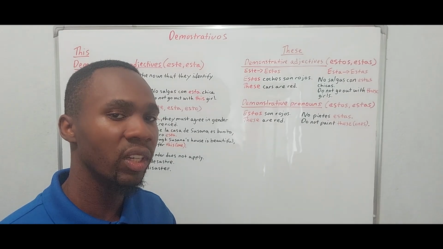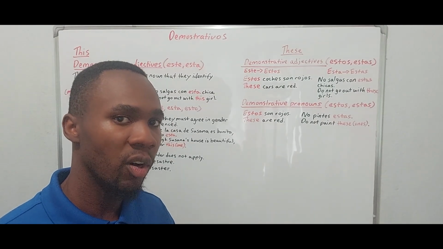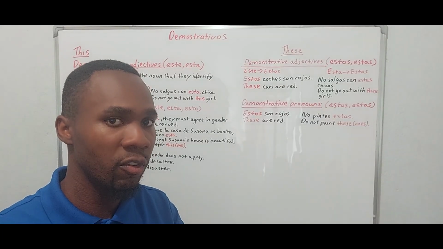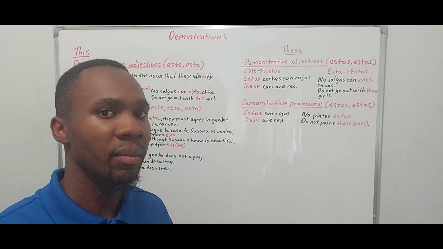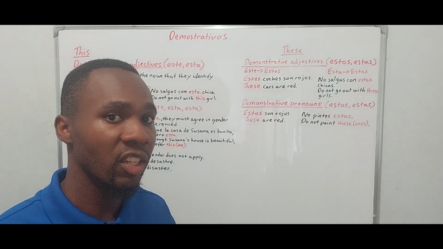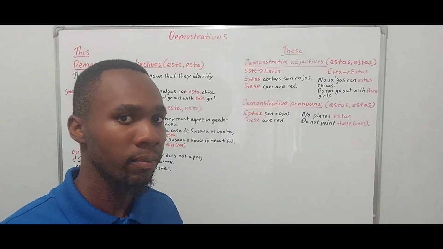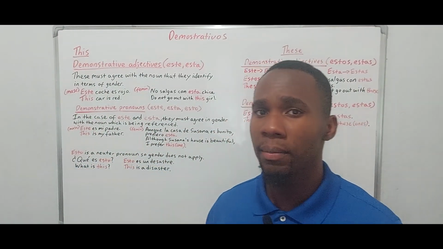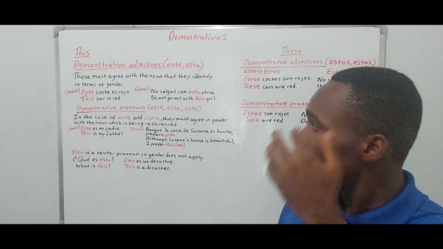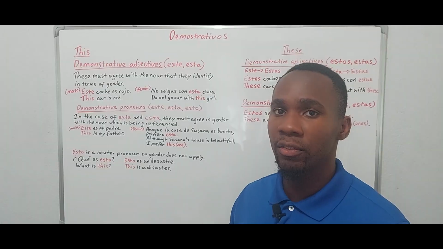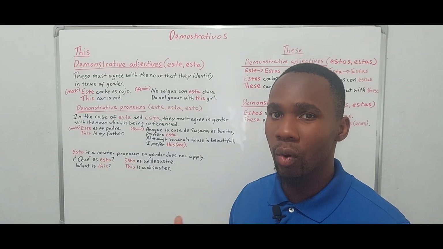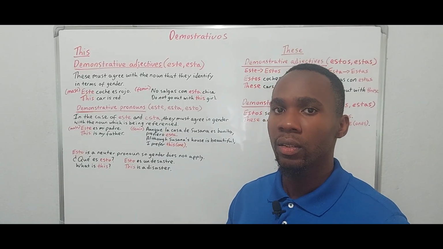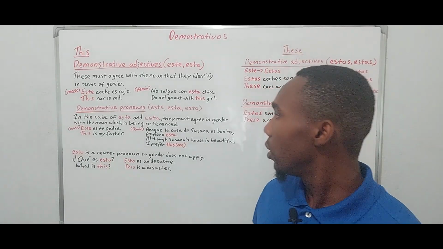So when we are using demonstratives as adjectives, they have to be placed before the noun and they must agree with the noun in terms of gender and number. Okay? Muy bien. Now we're going to look at them as pronouns. So when we have demonstratives acting as pronouns, what happens? What happens when we have them as pronouns?